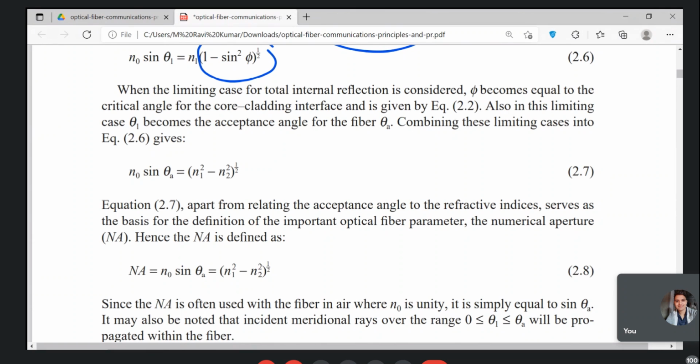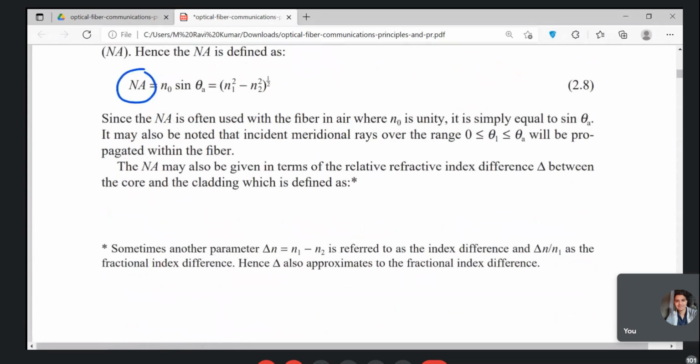I hope you are able to get this, and this is what is known as the numerical aperture, NA. Is this clear to all? Yes, sir. Okay.